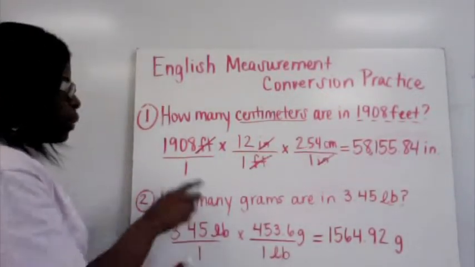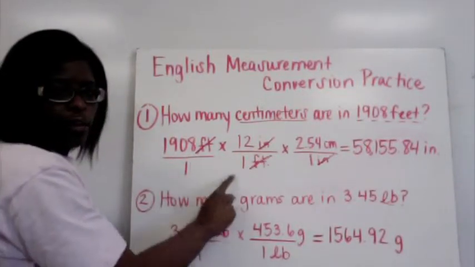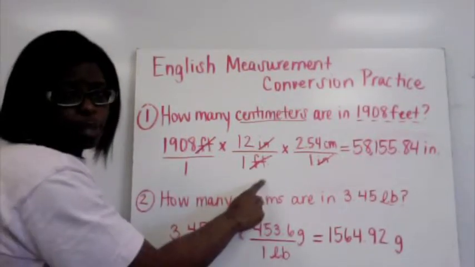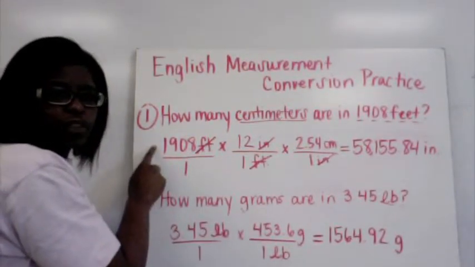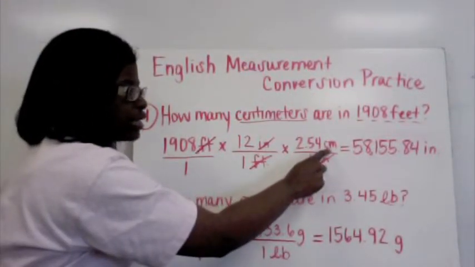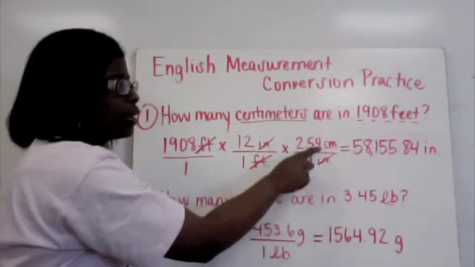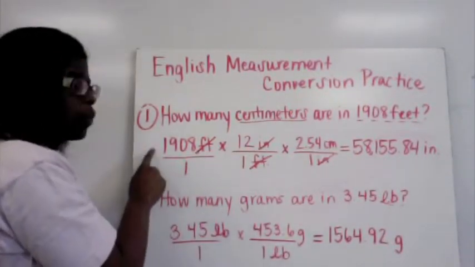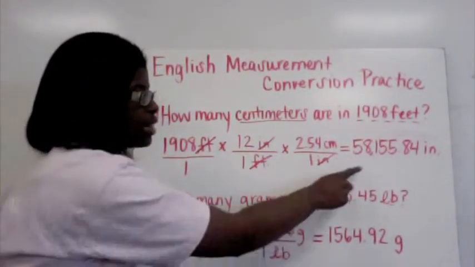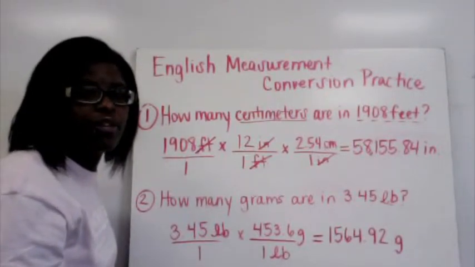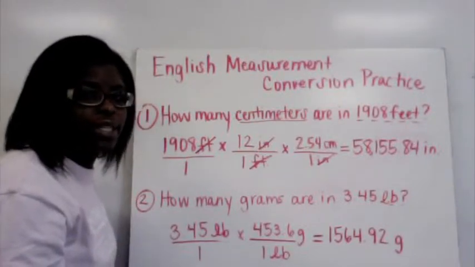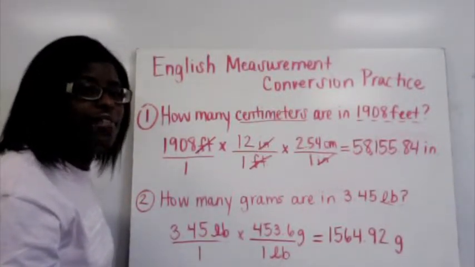Now that we've done that, we multiply across for the numerator and multiply across for the denominator. Then we would divide the two answers. Here, because the denominator is simply 1, whatever you get for your numerator is your final answer. Note that we have our centimeters here, and it's the only unit that has not been canceled out, so we know that we're doing our problem correctly. 1,908 times 12 times 2.54 will give you 58,155.84 centimeters in 1,908 feet.